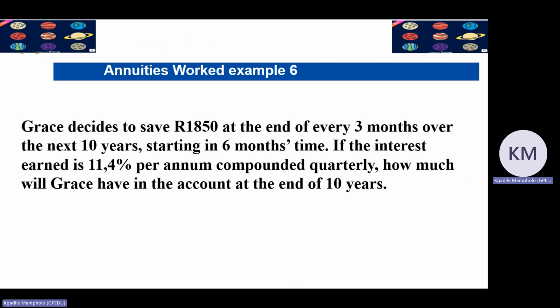Example 6. Grace decides to save 1,850 at the end of every 3 months over the next 10 years, starting in 6 months' time. If the interest earned is 11.4% per annum compounded quarterly, how much will Grace have in the account at the end of 10 years? As we did, highlight or underline the key words. So we'll start in 6 months' time, and then the interest is compounded quarterly.